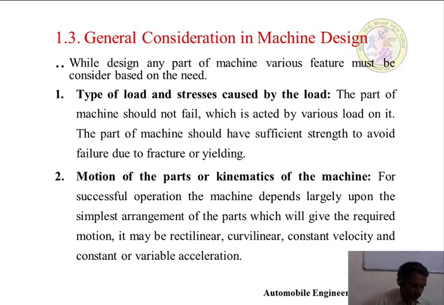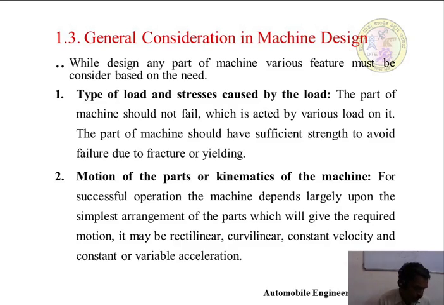Next, size and shape. Next, friction and lubrication. Next, economical features. Next, use of standard parts. Next, safety. Next, workshop facility. And the last one is the cost of construction. Other than these, there are still many factors like manufacturing, assembly, life, thermal consideration, maintenance, corrosion, rigidity, weight, vibrations and noise. These are all the general considerations in machine design. Now let us discuss one by one.